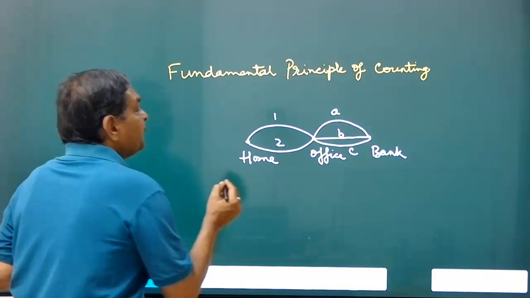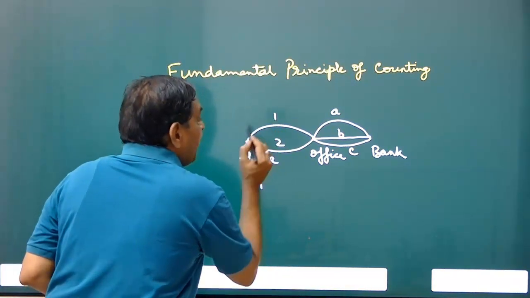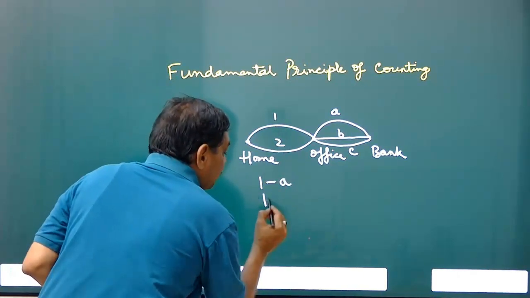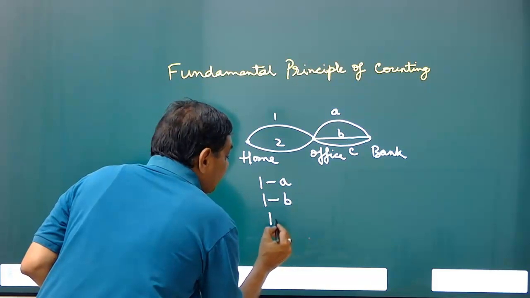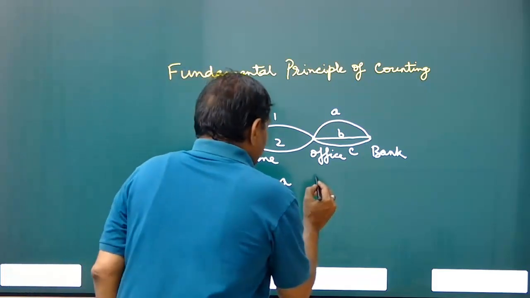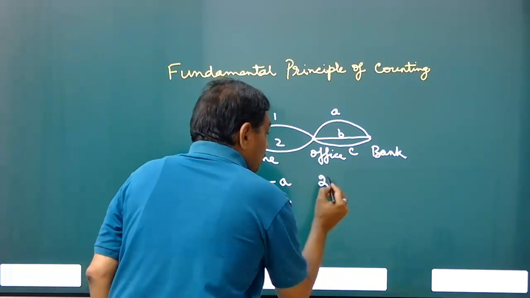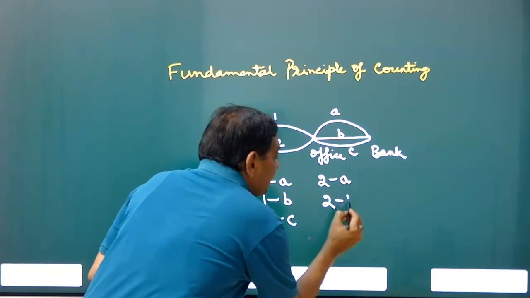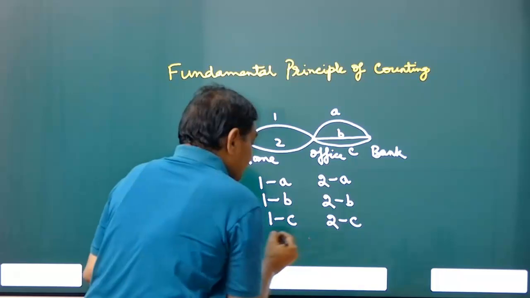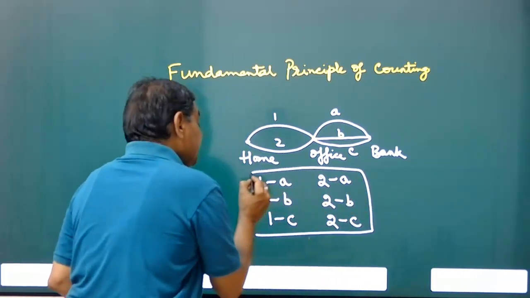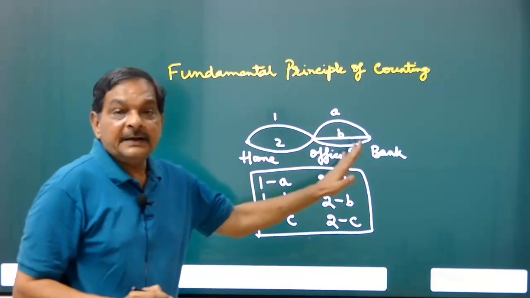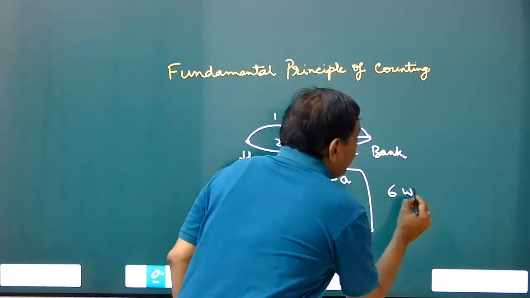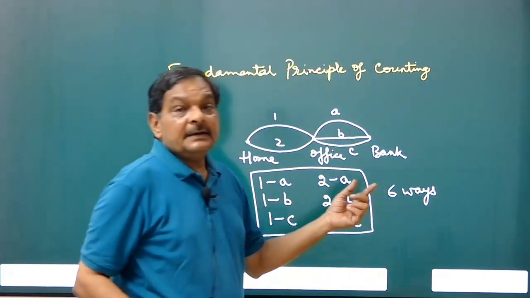Let us understand it. If I follow path 1, I can go by A. Following path 1, I can go by B. Following path 1, I can go by C. Same, if I follow path 2, then I can take path A, path B, and path C. These will be the ways in which I can complete the total activity. Means there are 6 ways. If I am to complete the complete activity, then there are 6 ways.